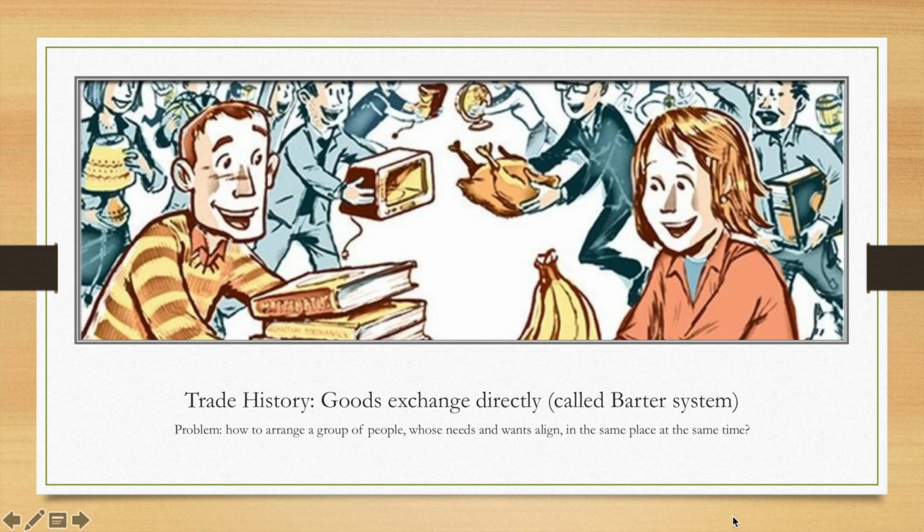In trade history, there was a time when goods were exchanged directly, and we call this period the barter system. In the barter system, people exchange their goods. But for this mode, there's a problem: how to arrange a group of people whose needs and wants align in the same place at the same time. So to improve trade efficiency, some new mechanisms were introduced.